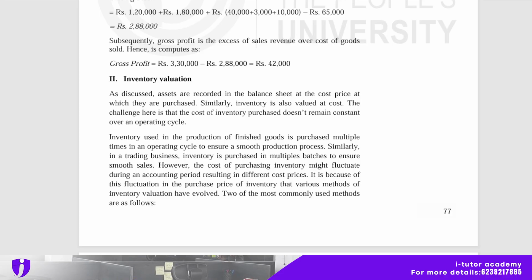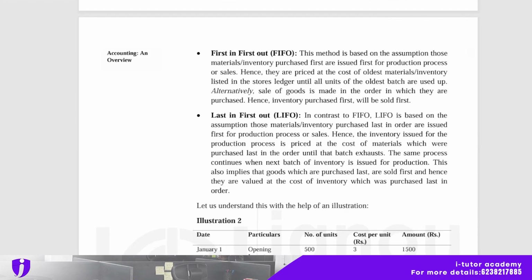And inventory valuation. As discussed, assets are recorded in the balance sheet at the cost price at which they are purchased. Similarly, inventory is also valued at cost. The challenge here is that the cost of inventory purchased doesn't remain constant over an operating cycle. First in first out, that is FIFO. This method is based on the assumption that material or inventory purchased first is issued first for production process or sales. Hence, they are priced at the cost of the oldest material or inventory listed in the store's ledger until all units of the oldest batch are used up.